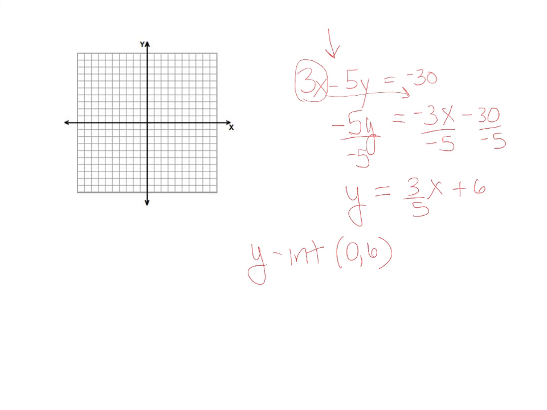So let me plot that right there. And that my slope is 3/5, which is up 3 and to the right 5. Or I can reverse that, go down 3 and to the left 5 to get the other points. And then I can draw my line.